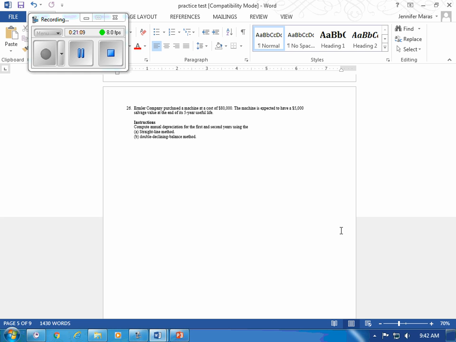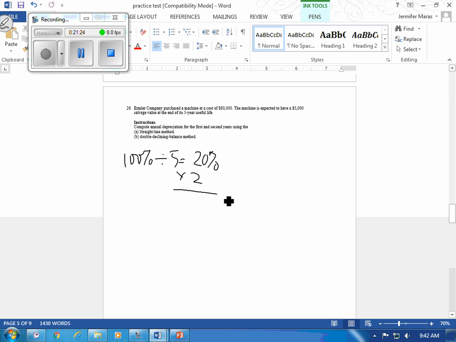$15,000 a year. So we figure that out by taking 100% divided by its 5 years. So straight line is 20%. 40% is double declining. Cool.